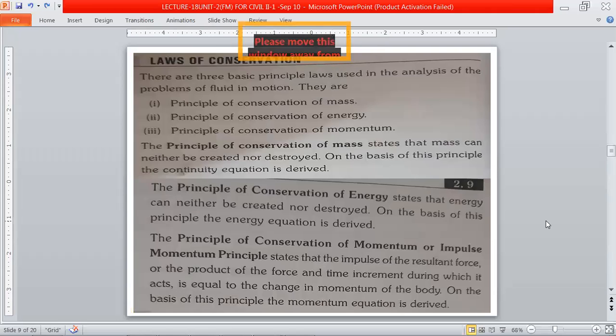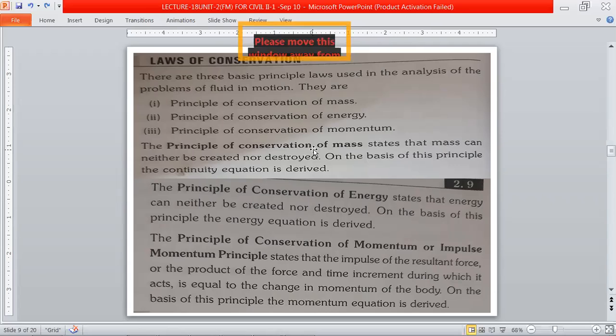Next, laws of conservation. There are three principal laws of conservation. This type of theoretical question will come for short answer type questions: define Reynolds number or explain the laws of conservation. There are three basic laws of conservation used for the analysis of problems in fluid motion. First is the principle of conservation of mass. Second is conservation of energy. Third is conservation of momentum.